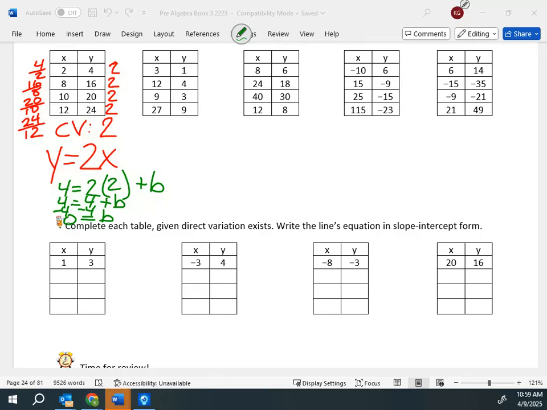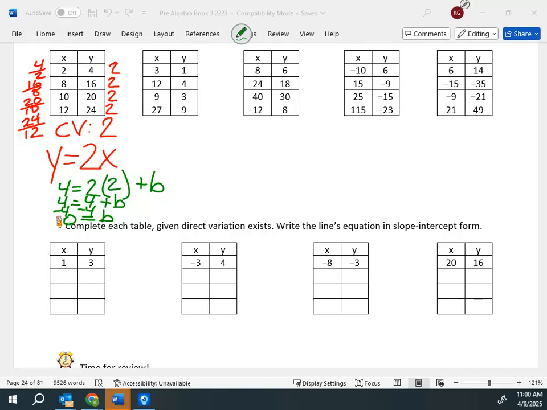If you want to double check to make sure, this is your checkpoint. Is it really a direct variation? If I put one of those ordered pairs into my slope-intercept form using my slope, I should get 0 for my y-intercept. So that is your checkpoint.